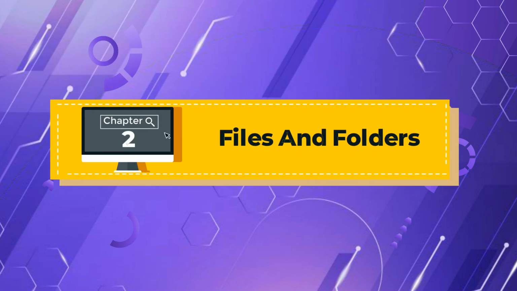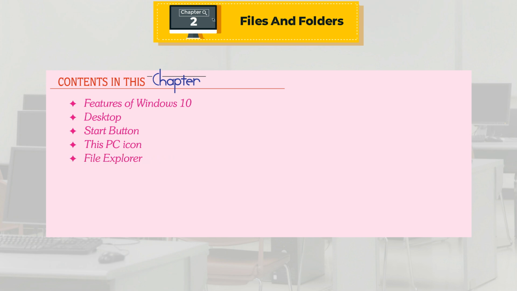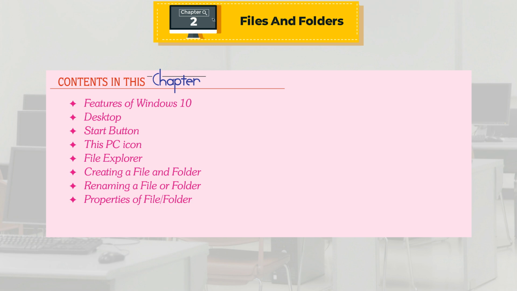Chapter 2: Files and Folders. Contents in this chapter: Features of Windows 10, Desktop, Start button, This PC icon, File Explorer, Creating a file and folder, Renaming a file or folder, Properties of file/folder, Delete a file or folder, Shortcut.